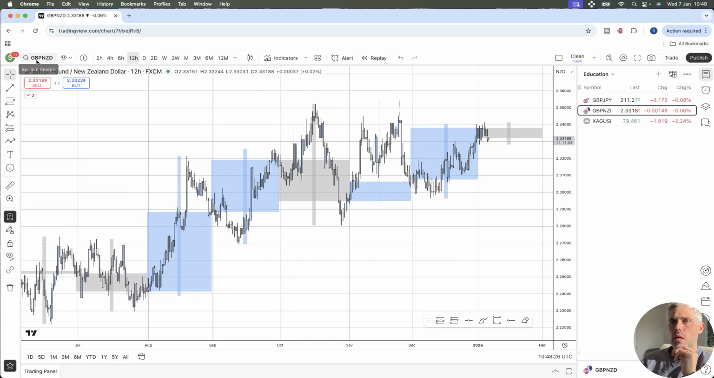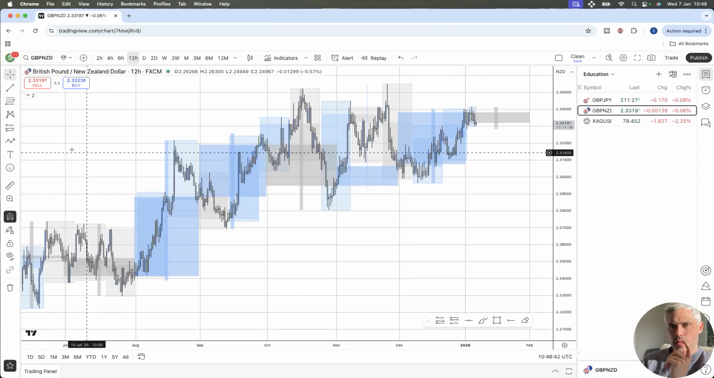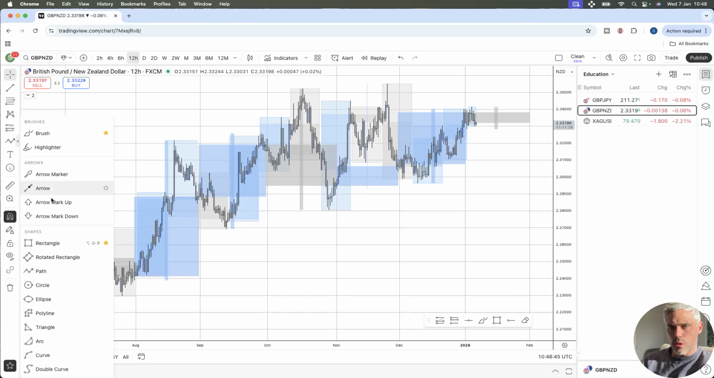So here we're on pound New Zealand dollar, and I've got the 1 month candle here. I'm sitting on the 12-hour chart, but I've also got my mid time frame candle as well. So in this case, this could be a weekly candle or a 2 weekly candle, but you can then see it. And if this isn't clear, let me just spend a bit of time showing you.